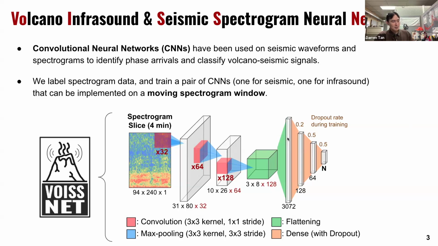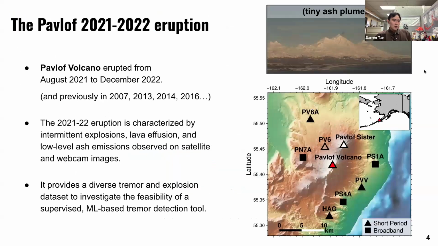And for formality, I've added the architecture here, but we could revisit this if we want to talk about it. So with the architecture out of the way, let's talk about the eruption. Pavlof volcano, which is the volcano I'm studying, previously erupted from August 2021 to December 2022. It's a pretty long eruption, a year and a half. It's also really frequently erupting, having last erupted in 2016, 2014, 2013, and back in 2007 as well.